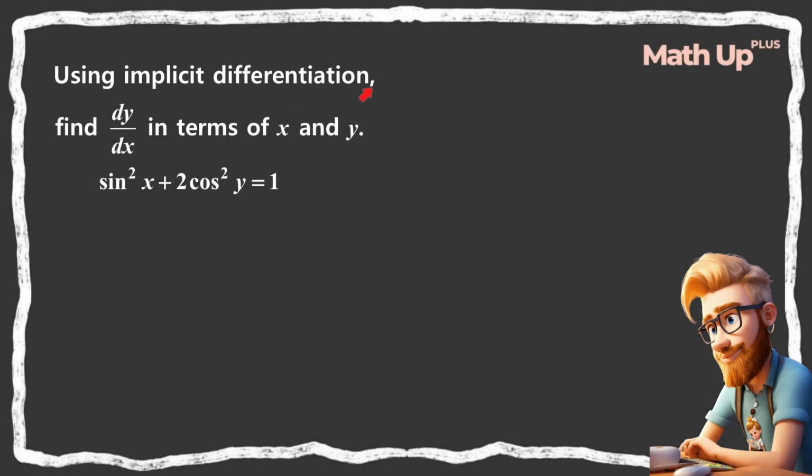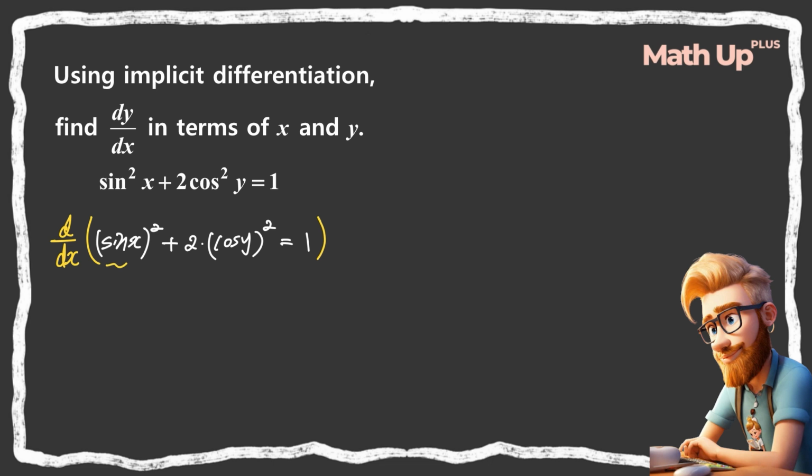Using implicit differentiation, find dy over dx in terms of x and y. We have sine squared x plus 2 cosine squared y is equal to 1. If we rewrite this equation, that's (sine x) squared plus 2 times (cosine y) squared is equal to 1. So we're going to differentiate this equation in terms of x.